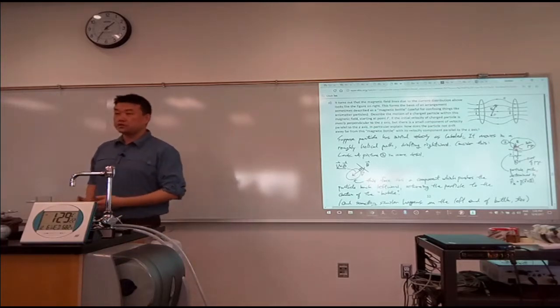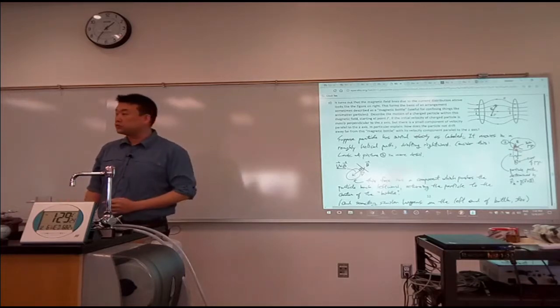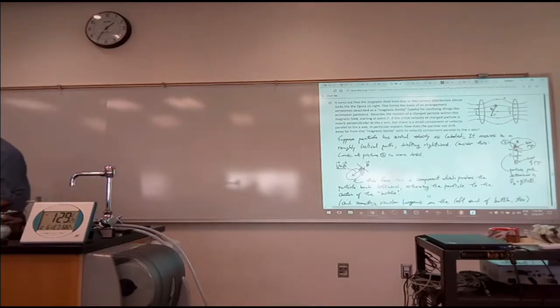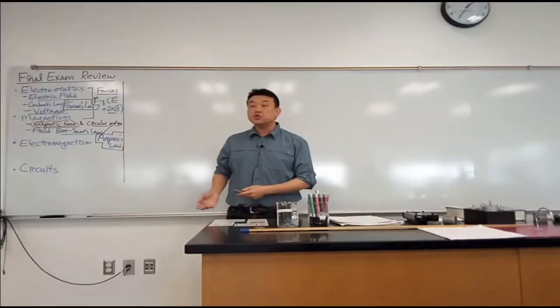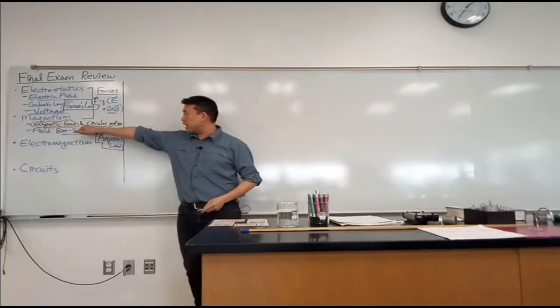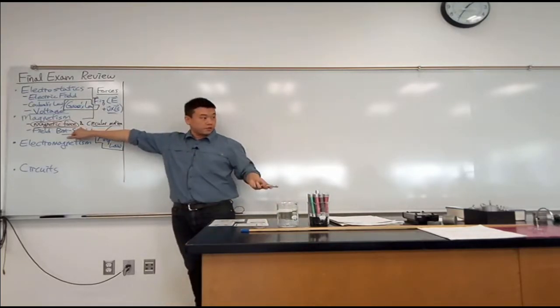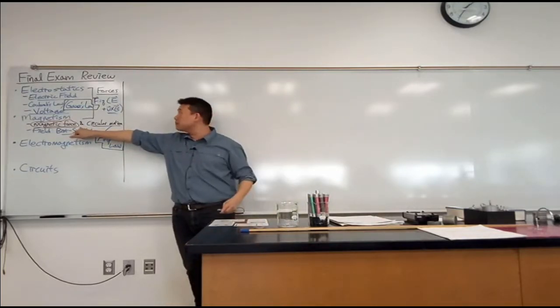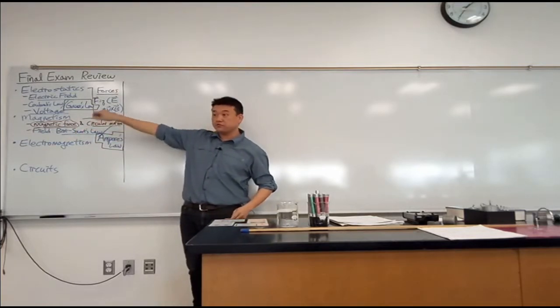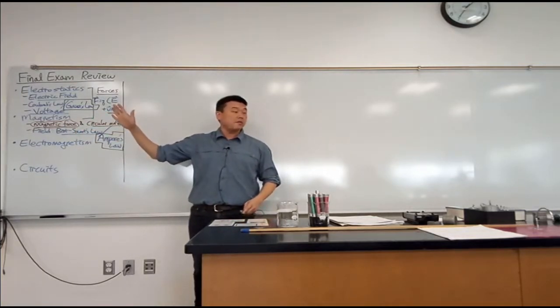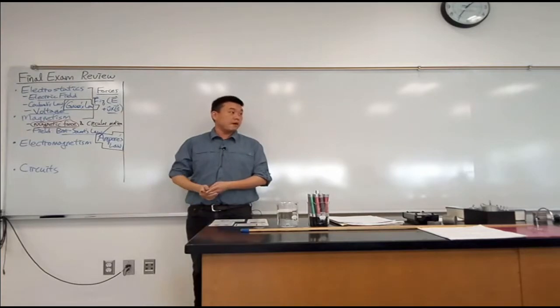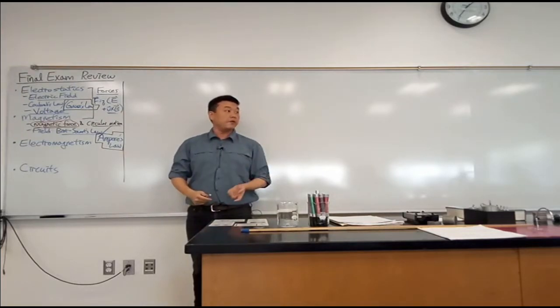But what doesn't change, what I'll still hold you to this semester, is this: I probably won't give this magnetic bottle question on the final. But what you should know is how to work out the magnetic force for a particular case in the problem, using the right-hand rule and cross product, and work out the consequence. What would be the particle path following that?